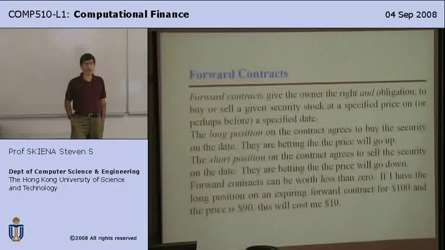The short position means I agree to sell something on a particular date. If I am agreeing to sell you something at a particular price in the future, I am hoping it will go down. And so there's this notion of long and short positions. We'll use that lingo again when we talk about these things more carefully. Any questions? So next class, we'll start talking more seriously about options and how you price them.